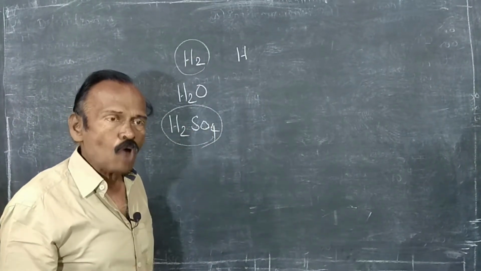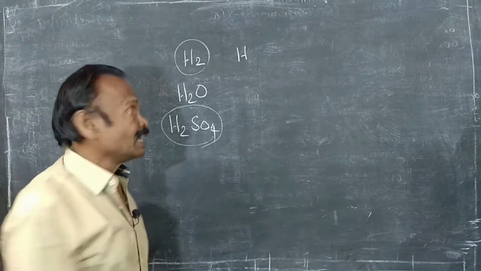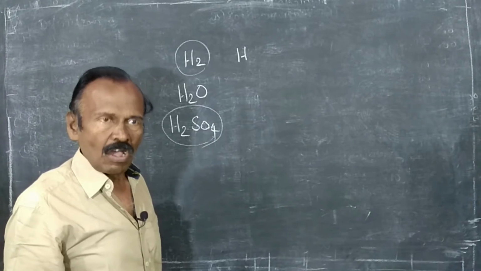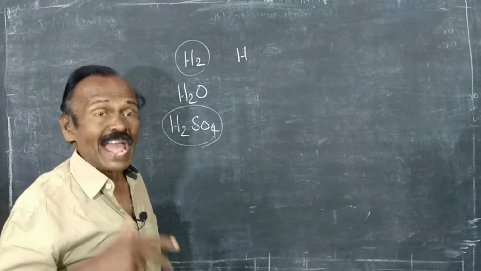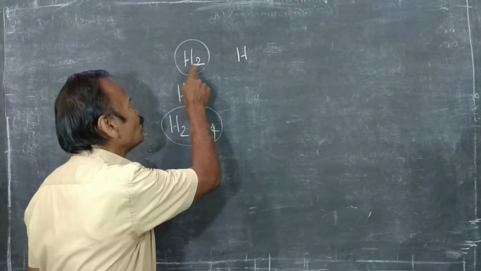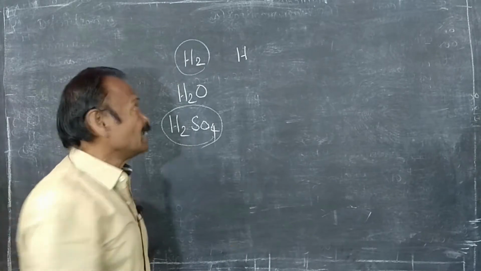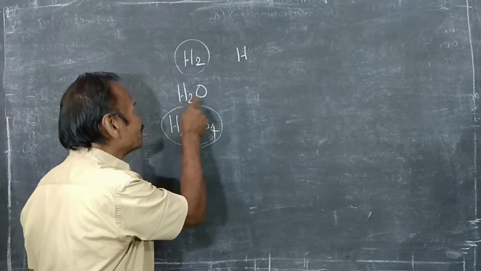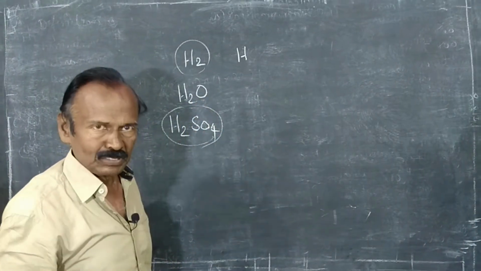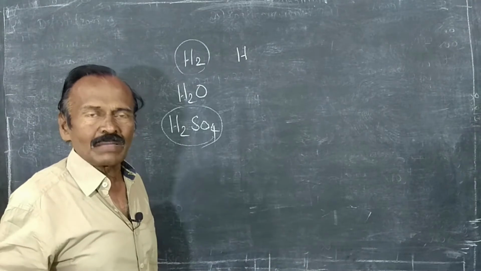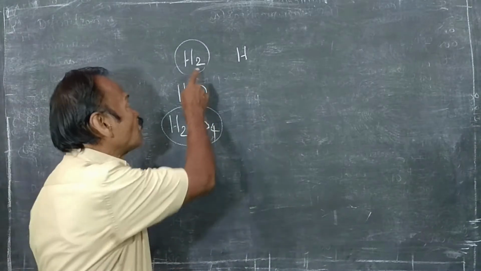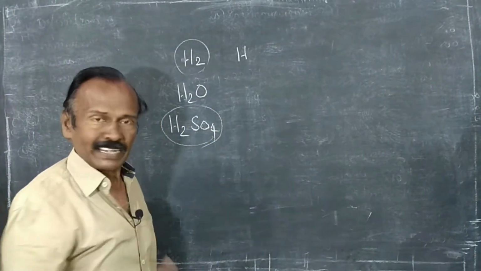So here, how do you define a molecule? A molecule is a combination of two or more atoms. Here one molecule of hydrogen contains two atoms. Here one molecule of water contains two hydrogen atoms and one oxygen atom. So three atoms. So how do you define a molecule? A molecule is a combination of two or more atoms.